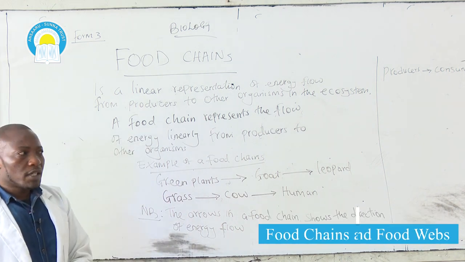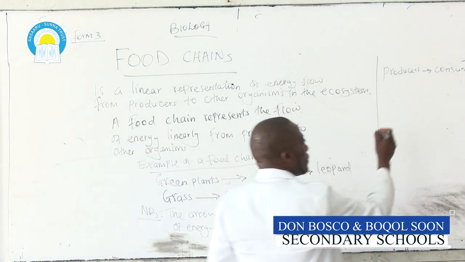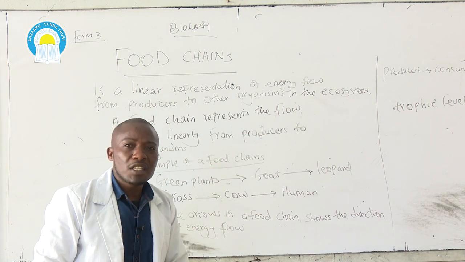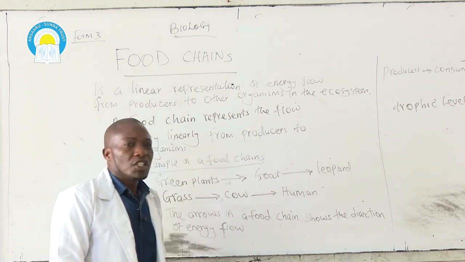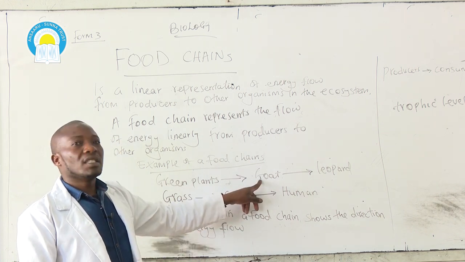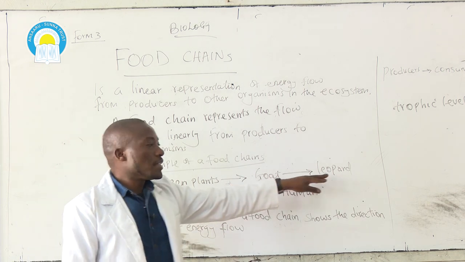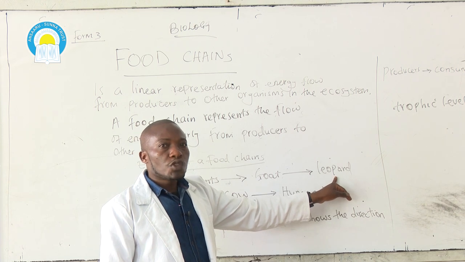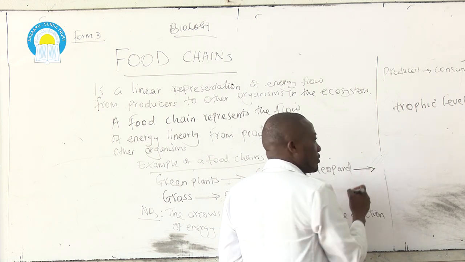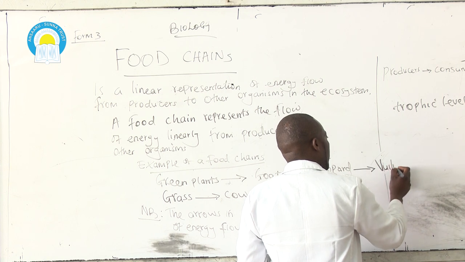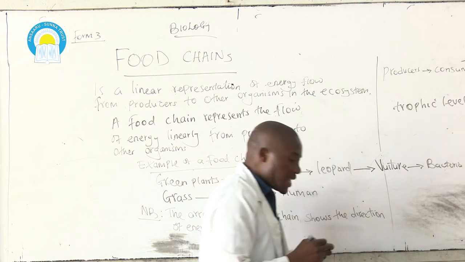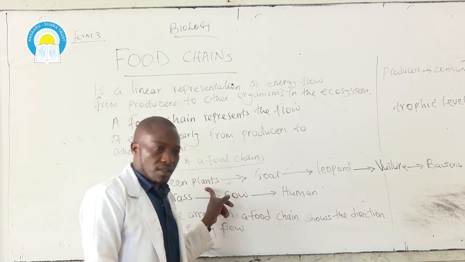If you are asked which trophic level, and trophic level means feeding level, is represented by the goat, the goat is called the primary consumer, because it is the one eating the green plants first. Then the leopard is the secondary consumer. If we had another organism, for example the vulture, eating the leopard, and then the bacteria, in this case the green plants are called producers, primary producers.